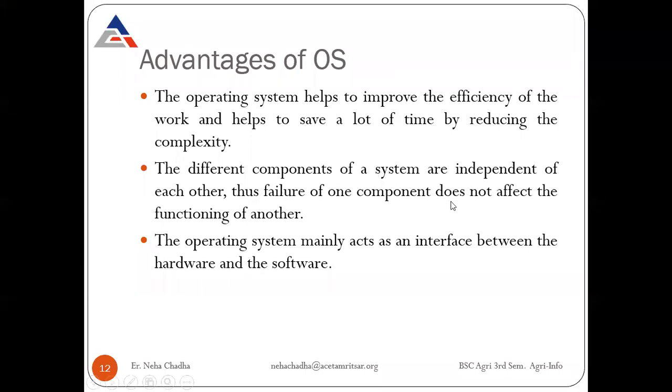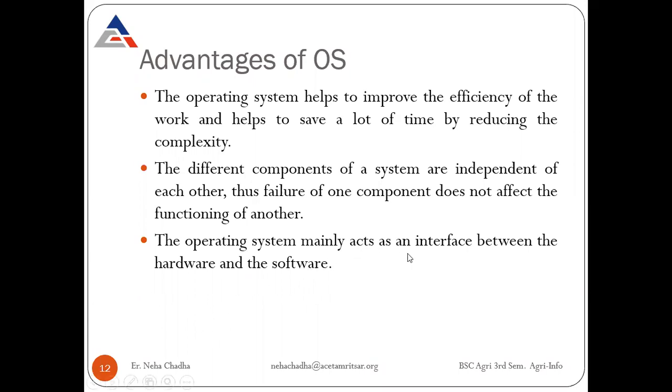The different components of a system are independent of each other. The failure of one component does not affect the functioning of others. In the operating system, we have certain components, but these components are not dependent upon each other. The operating system will work efficiently even if one component fails. They do not have any sort of dependency.